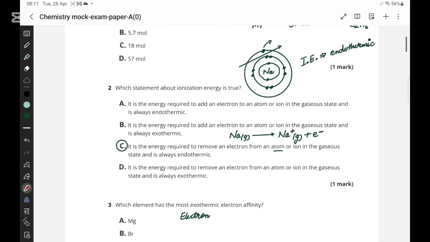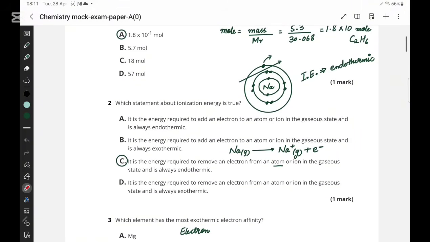Next thing, which statement about ionization energy is true? So first of all, what is ionization energy? Ionization energy is basically the energy which is required by an atom to remove the valence electron from an isolated gaseous atom. As the energy is absorbed in ionization energy, this is going to be endothermic because the energy is absorbed. And what is the way to write the ionization energy?